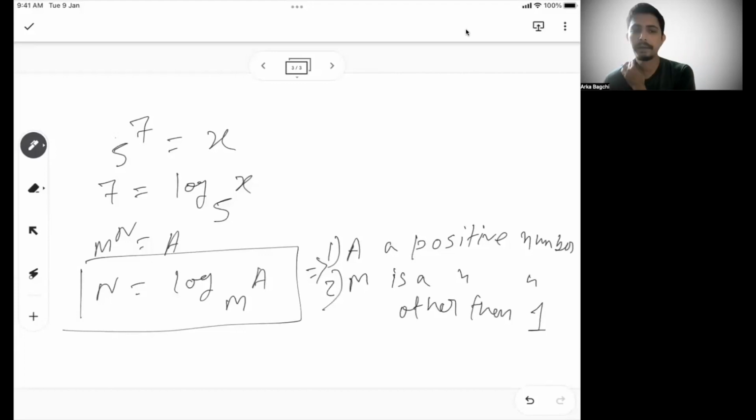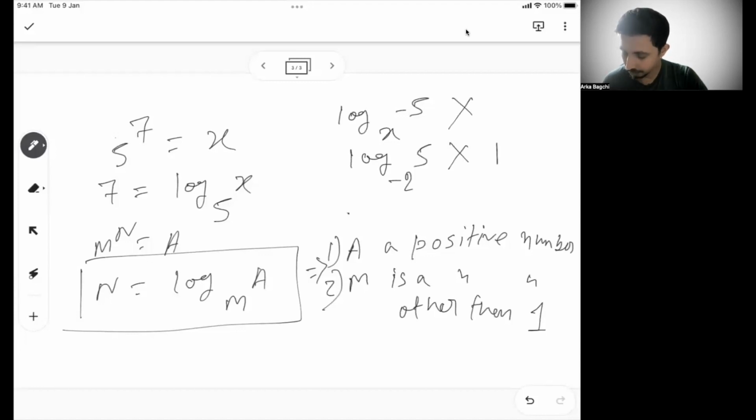So okay, this is one part. These are very important to understand. So I cannot write log of -5 base x, that is not possible. Or I cannot write log of 5 base -2, that is not possible. Or I can't write log of 5 base 1, that is not possible. Why log of 5 base 1 is not possible, you will understand when I talk about the properties. But as of now, understand that the number cannot be a negative number, it has to be a positive number, and the base has to be a positive number as well, but it has to be other than 1.